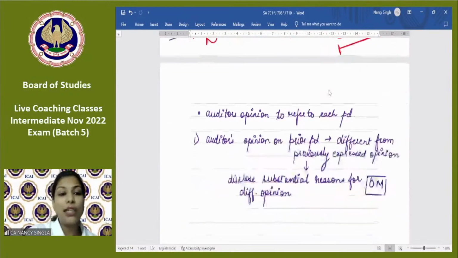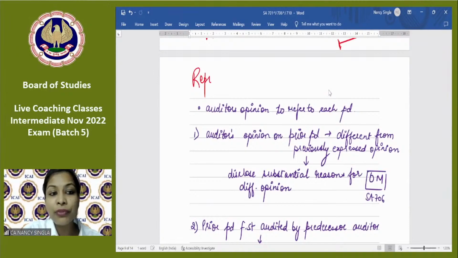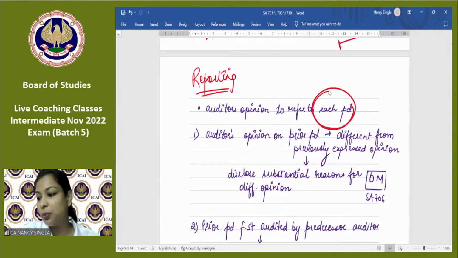ठीक है. Now what is the reporting responsibility of the auditor? So the thumb rule is what, that the auditor needs to give an opinion with respect to each period, with respect to each and every period. ठीक है.